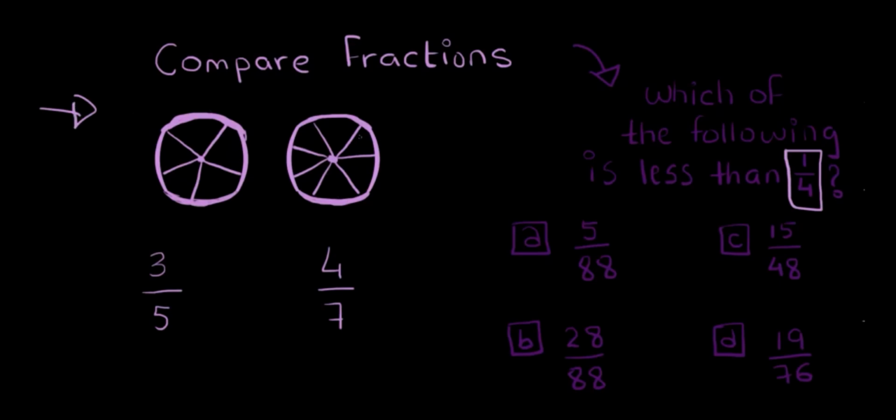Now, this wheel over here is split into 1, 2, 3, 4, 5, 6, 7 parts, and this one over here is split into 5 portions. This 3 over 5 means 3 of the portions are shaded, 3 of the parts are shaded. 4 out of 7 on the right hand side means 4 portions are shaded.